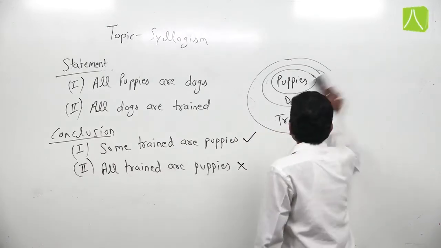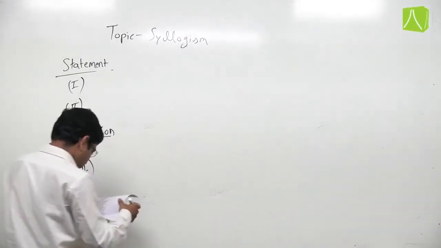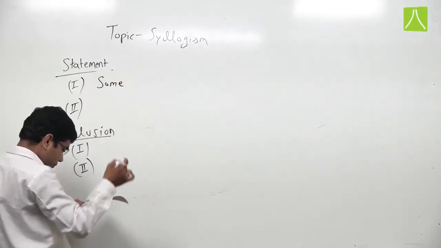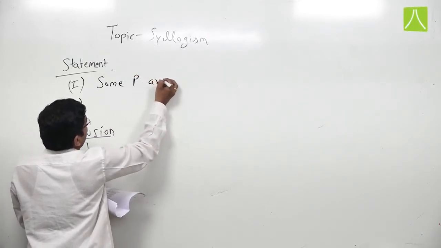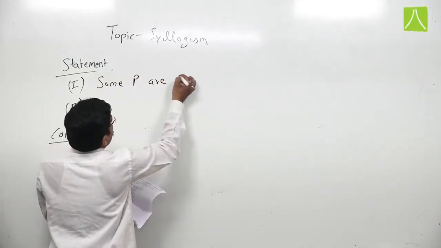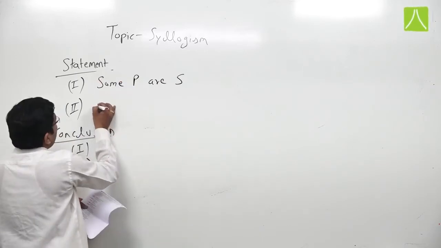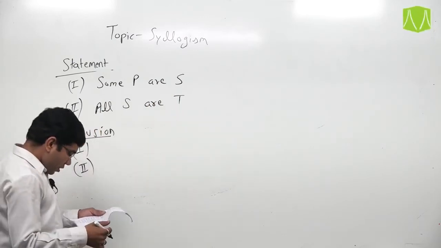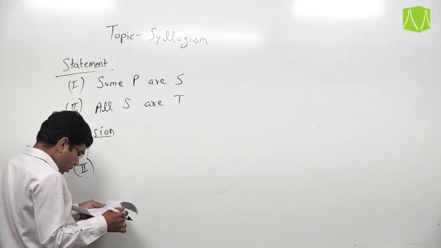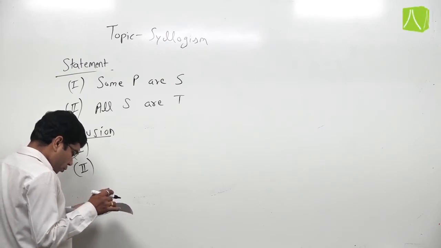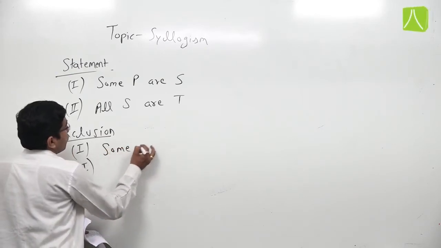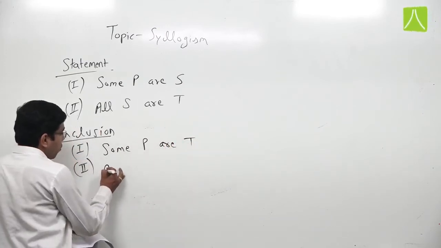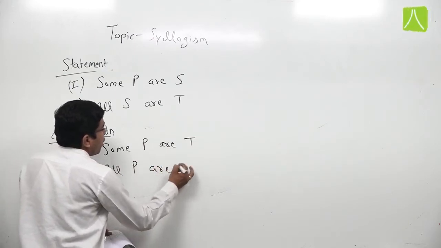Now, take the next example. Some P are R, and all S are R... all R are T. It is our statement. Now, according to this statement, we have to check the first conclusion, some P are T, and second, all P are T.